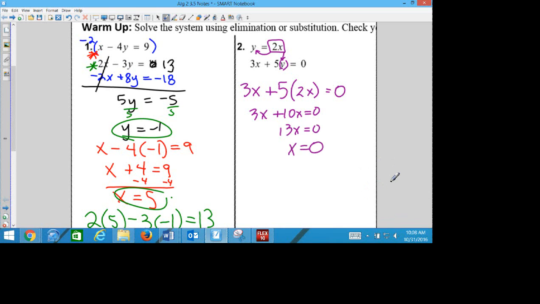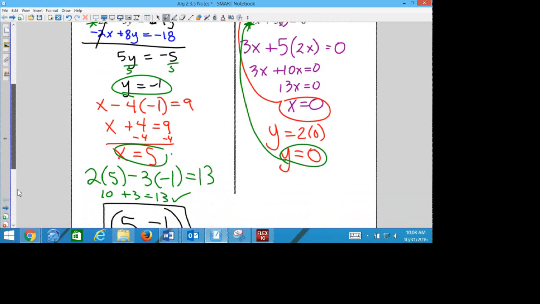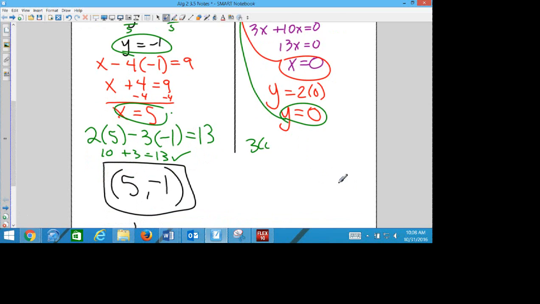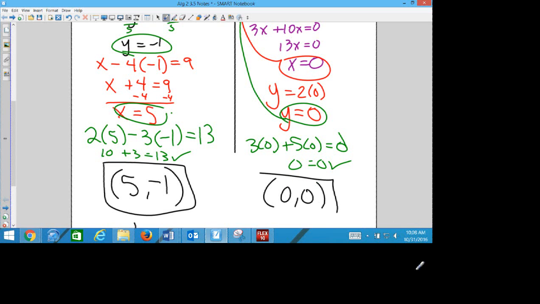What do we do with the x value? Plug it into one of the originals. y equals 2 times 0. So y is 0. All right, I have x and y. How do I know that I did it right? So we plug it back into 3 times 0 plus 5 times 0 should equal 0. And it checks, so I know that my solution is at (0, 0).